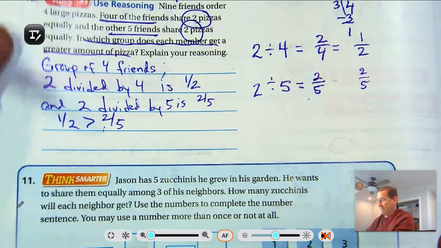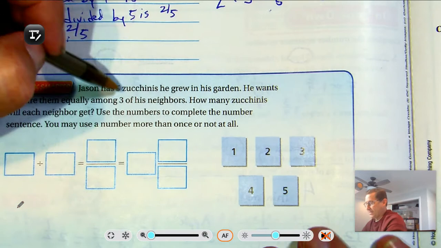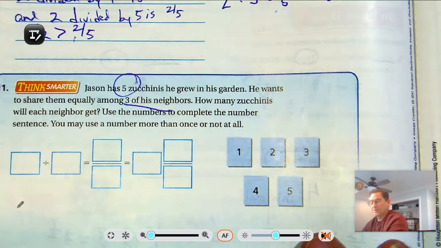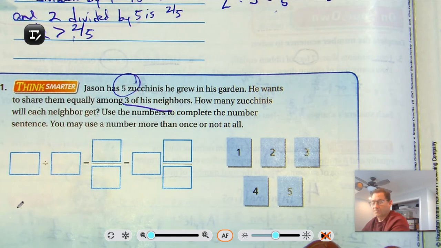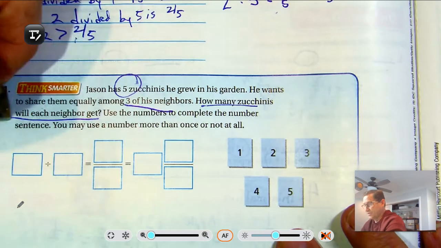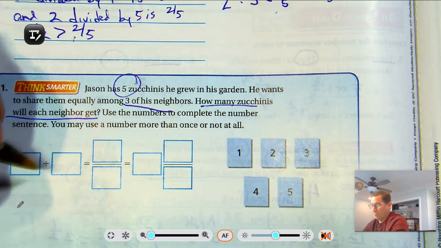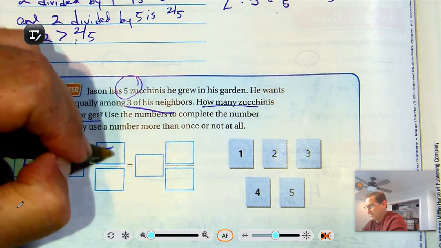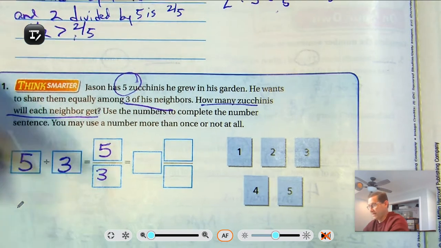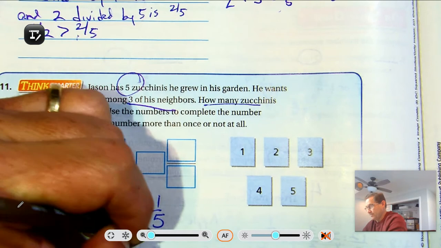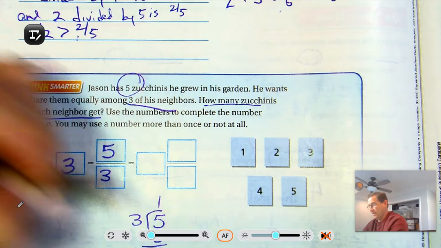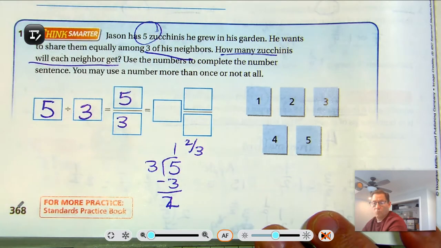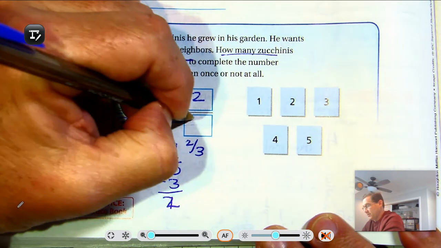All right, and number 11. Jason has 5 zucchinis he grew in his garden. He wants to share them equally among 3 of his neighbors. How many zucchinis will each neighbor get? All right, well, we have 5 zucchinis to be shared with 3 neighbors. Well, that's 5/3. What is 5/3 equal to? Well, 5 take away 3 is 2, so we have 1 with a remainder of 2, or 1 and 2/3.